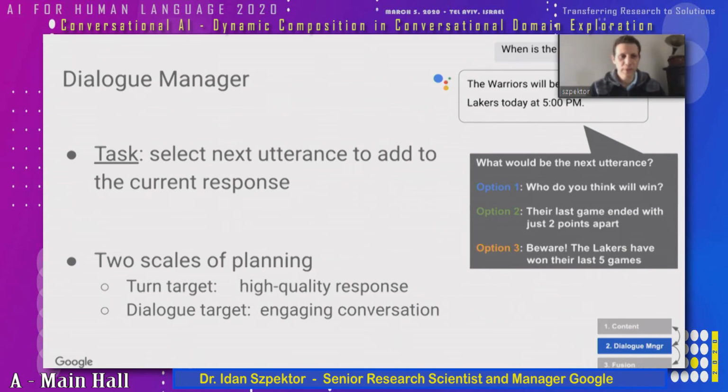And if you think about the dialogue manager, there are 2 levels of planning here. One is to build up a high-quality response, but on the other hand, building a long, engaging conversation. And they are kind of contradictory. So, for example, we might not try to push all the interesting stuff we have in just one response, but split it along the dialogue to make it maybe easier for the user to consume things, but also make it more eager to continue the dialogue.